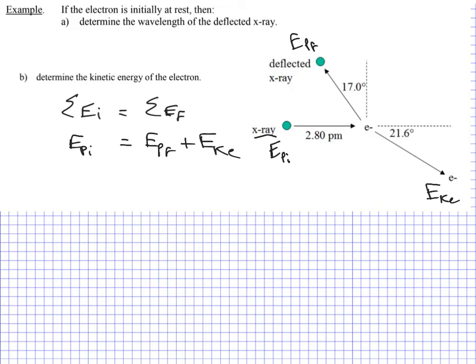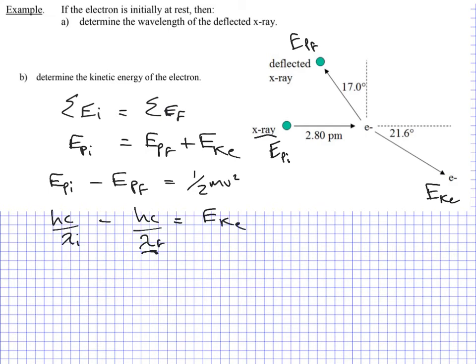So what's the kinetic energy of the electron? Well, it's going to be the initial energy of the photon minus the final energy of the photon, and that's going to be our kinetic energy. Okay, so what's photon energy? Well, it's going to be hc upon lambda, and this is going to be my initial, minus hc upon lambda final. This is the wavelength that I just calculated in the previous example, and that's going to be equal to the Ek of my electron.